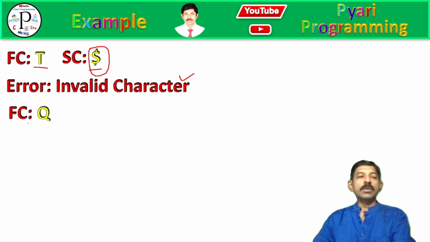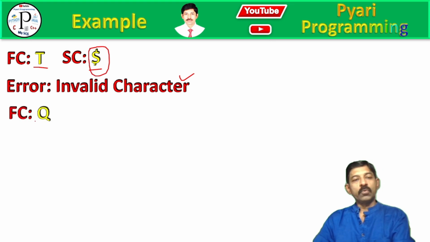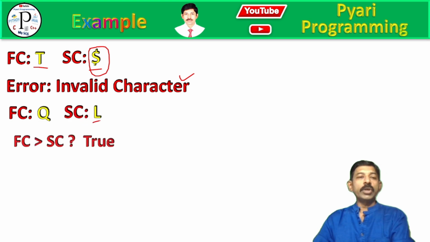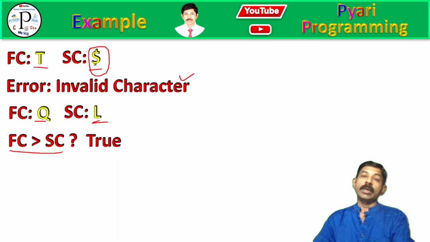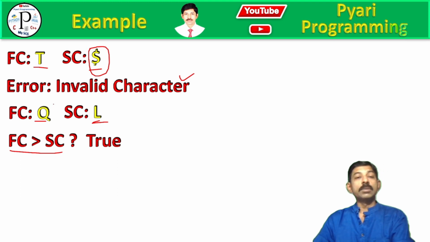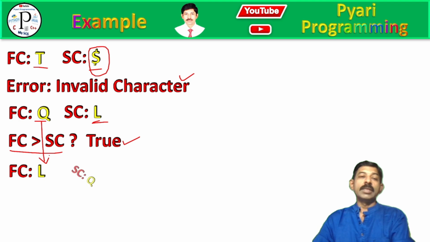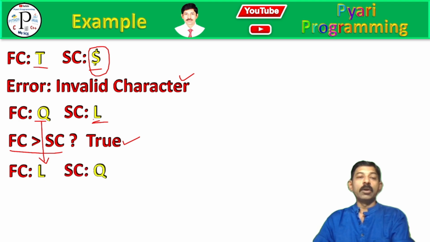The next example says that user has entered Q as the first character and L as the second character. Now I need to check both are alphabet. Now it is valid. Then only I will check if the first character is greater than the second character, because Q is bigger than L. If it is true, what should I do? I should change the first character from Q to L, and obviously the second character must be changed from L to Q. That means it becomes now lower to higher.